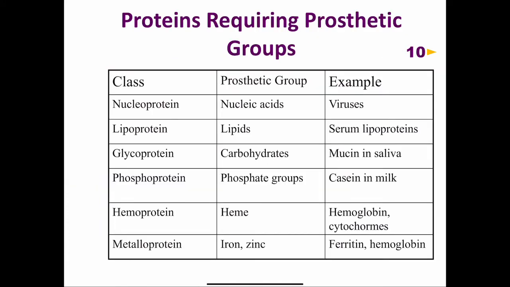This slide just shows some proteins that require prosthetic groups for their functionality. So for example, for glycoproteins, the prosthetic groups are going to be carbohydrates. And the other example that we're going to talk about will be hemoglobin, which requires what we call heme as the prosthetic group. And we're going to take a look at the structure of heme later on. A heme group is nothing more than a big unsaturated organic cyclic amine with an iron ion coordinated in it. And in the case of hemoglobin, the prosthetic group actually determines the function of the protein.